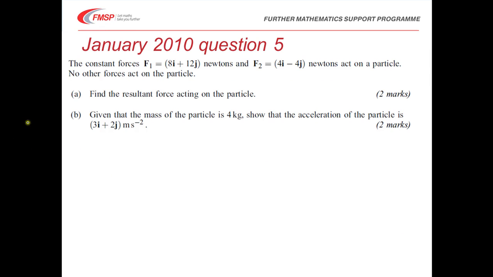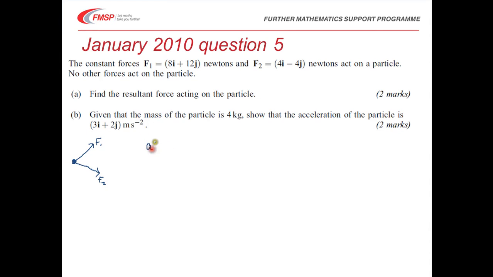So let's go back to the beginning and make a start. So we have this particle and it's got 2 forces acting on it. One in this direction, F1 roughly, and another one pulling it in this sort of direction. The diagram isn't particularly essential in this case, but that's what's happening. So no other forces acting on the particle.